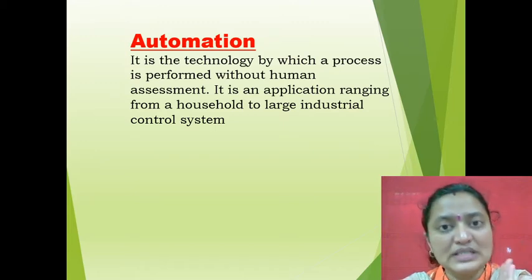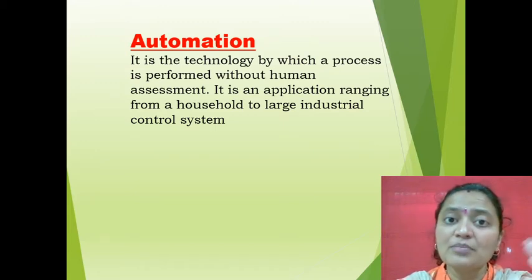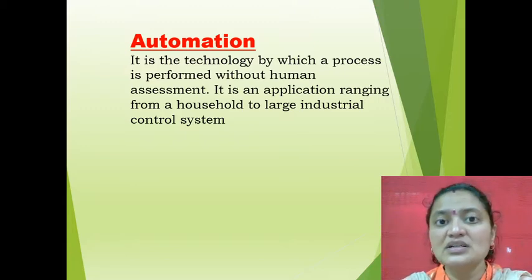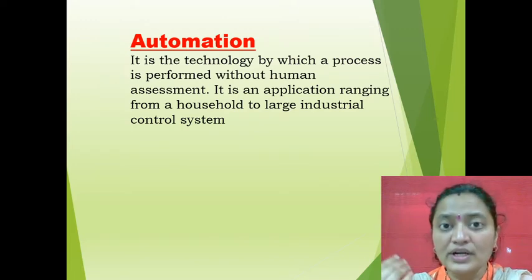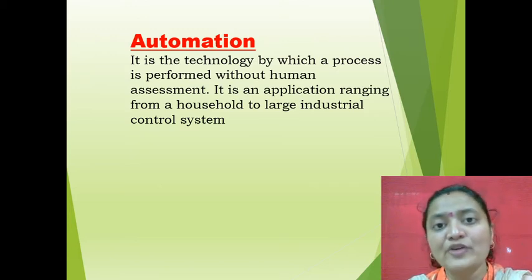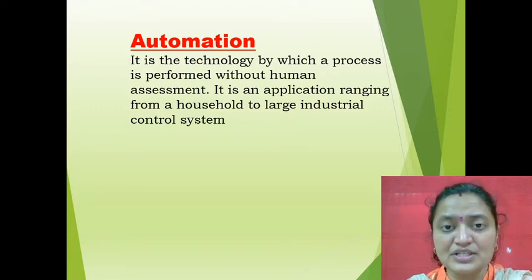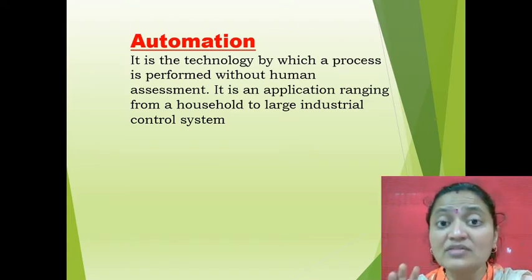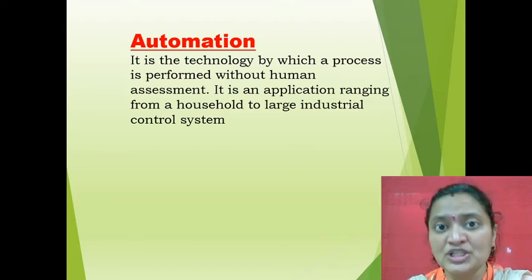Now I'll give you one simple example. When you compare the previous era and this era, previously everything was handwritten. Whatever financial records were there in the company, everything was done manually. Manually means everything was handwritten. Whatever journal entries there were, then ledger accounts which were prepared, everything was done handwritten or manually. There were no specific machines.